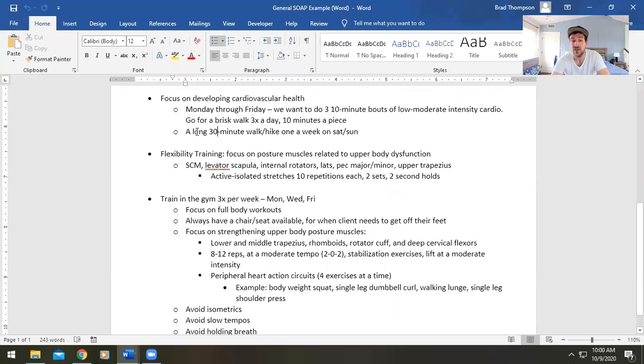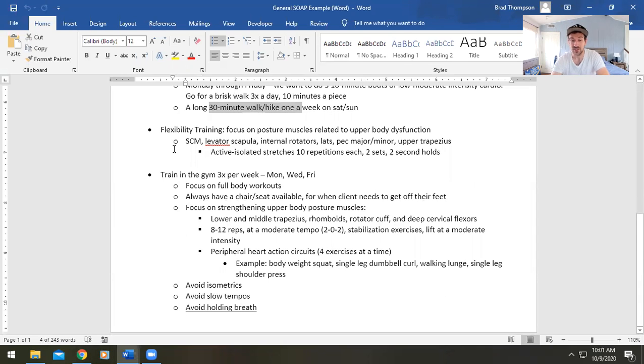Our plan was to go on 3 10-minute walks that were brisk per day, right? So that's 3 low to moderate intensity walks. That right there is going to be enough for us to get our 150 minutes of exercise per week, but he's going above and beyond. We've also got 1 30-minute hike per week on there as well.